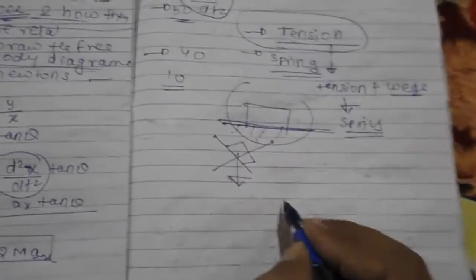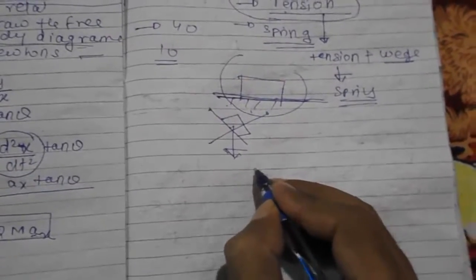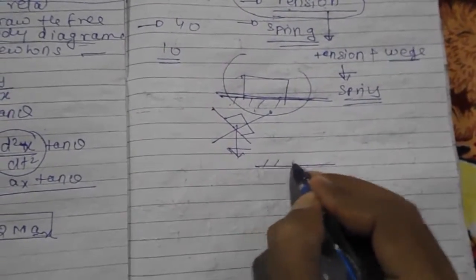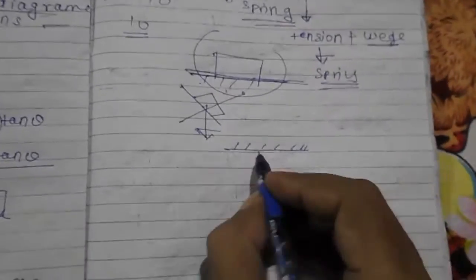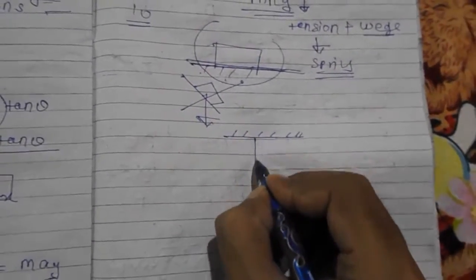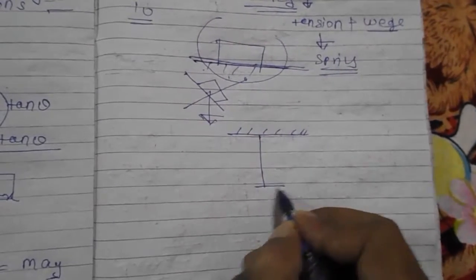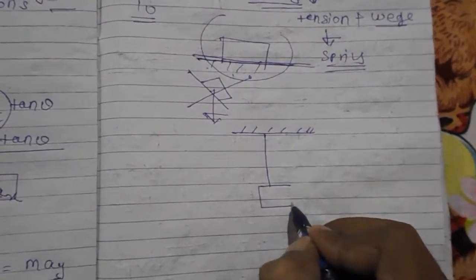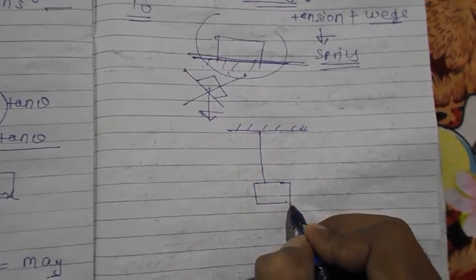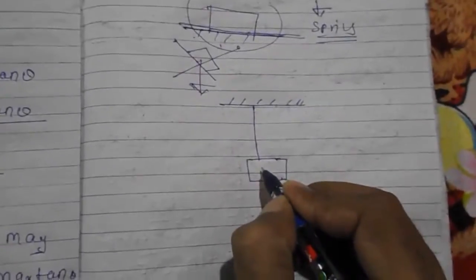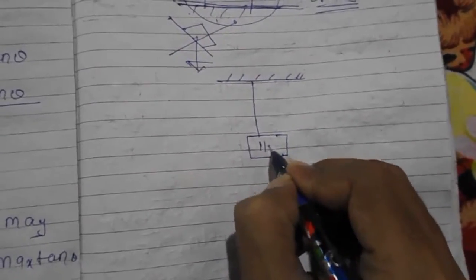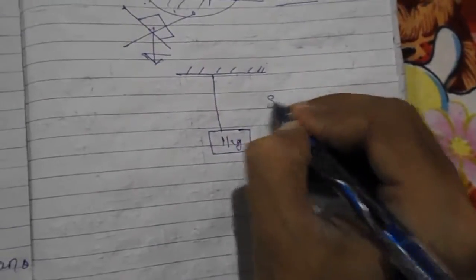Let's come to the point. A simple question. This is a mass, this is a support, which in physics we draw in this manner, and from this support hangs a string. This is a mass of 1 kg, and it is in equilibrium, in a stationary state.